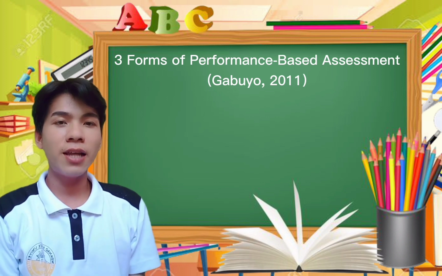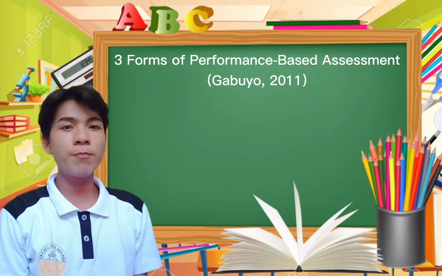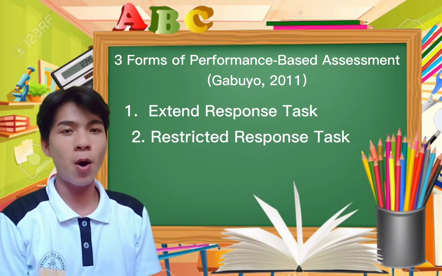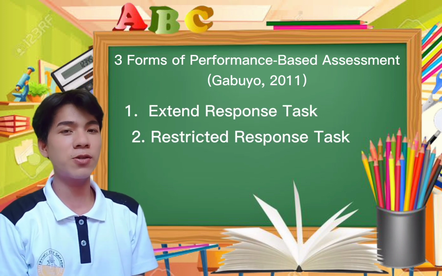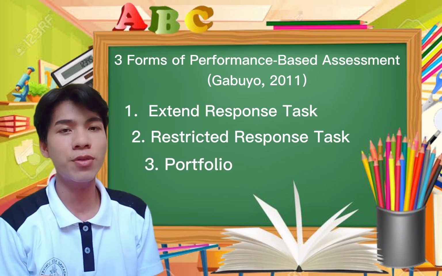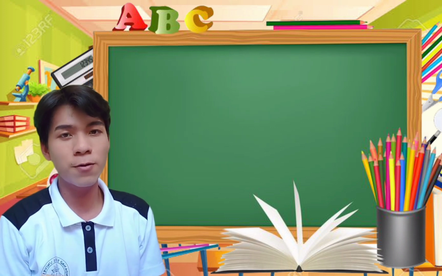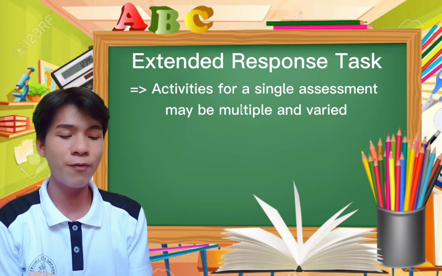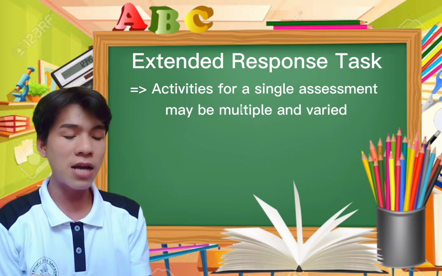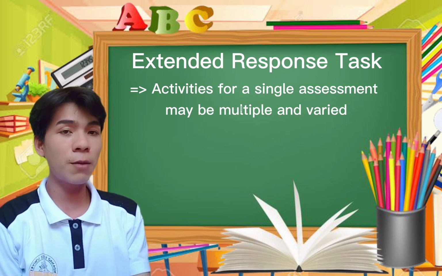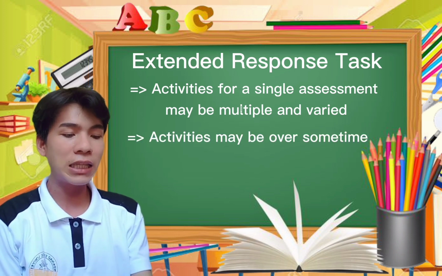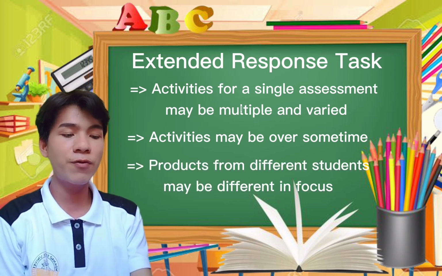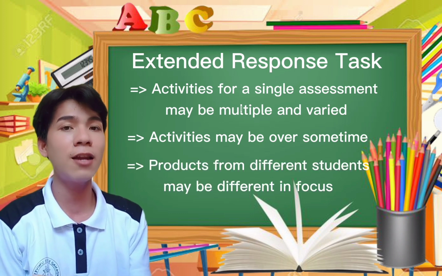Gabuyo 2011 listed three forms of performance-based assessment. Number 1 is extended response task. Number 2 is restricted response task. And number 3 is student portfolio. So firstly is the extended response task. In this form, activities for a single assessment may be multiple and varied, and activities may be extended over some time. And lastly, products from different students may be different in focus.